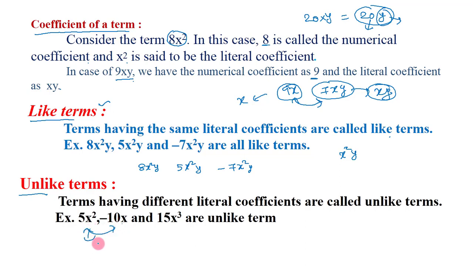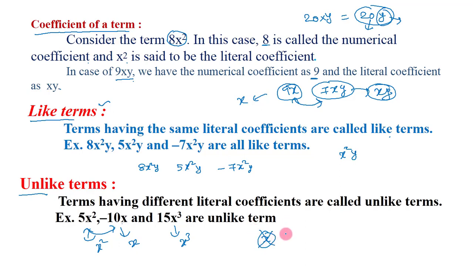The first term has x square as its literal coefficient, the second term has x as its literal coefficient, and the third term has x cube as its literal coefficient. So these three terms have different literal coefficients, and these are said to be unlike terms. You might wonder that these three terms have the same literal, that means the same variable x, so can we say these are like terms? No, we cannot say these are like terms.